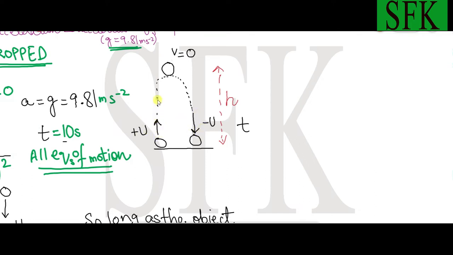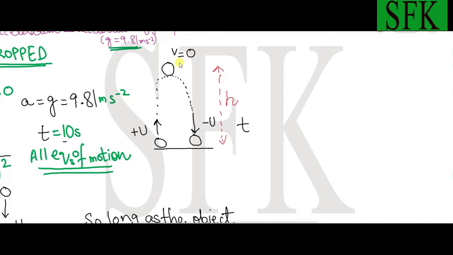As the ball goes upwards, its speed decreases. This means that going upward, the acceleration is acting in the opposite direction to the velocity, due to which the velocity is decreasing. So this means that going upwards, the acceleration is negative. Reaching the maximum height, the velocity becomes zero because the ball is momentarily at rest.